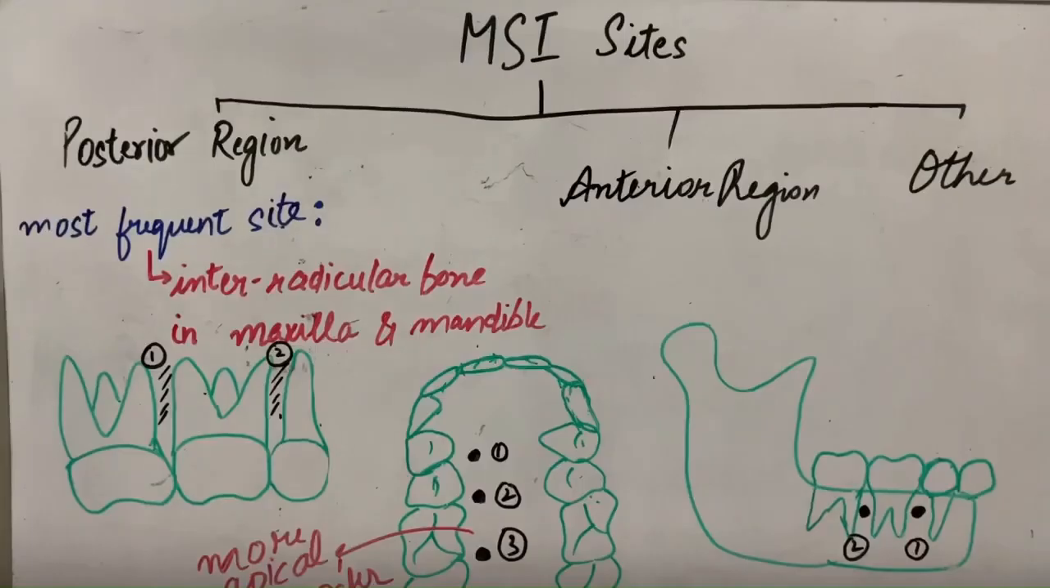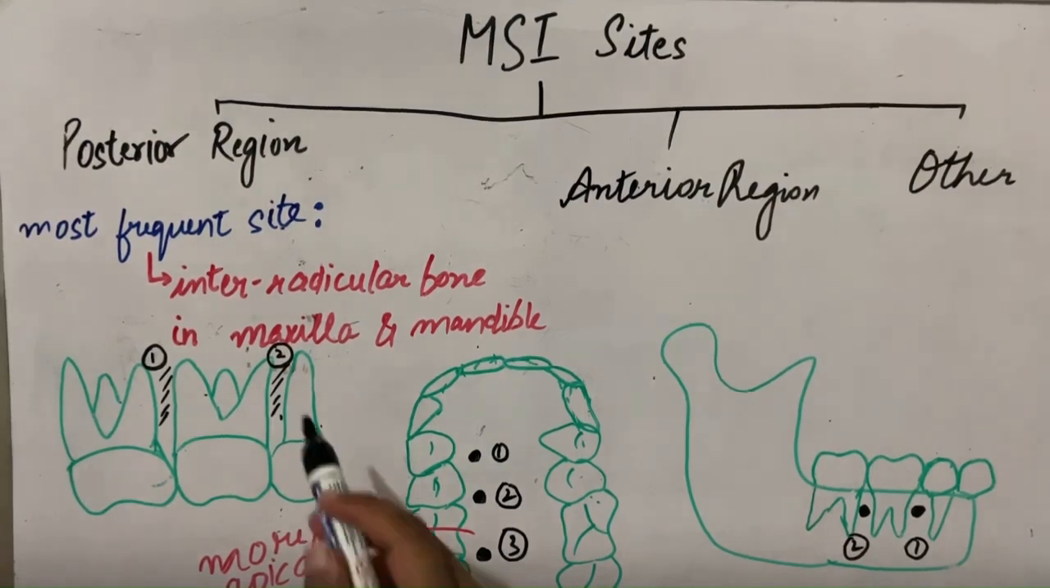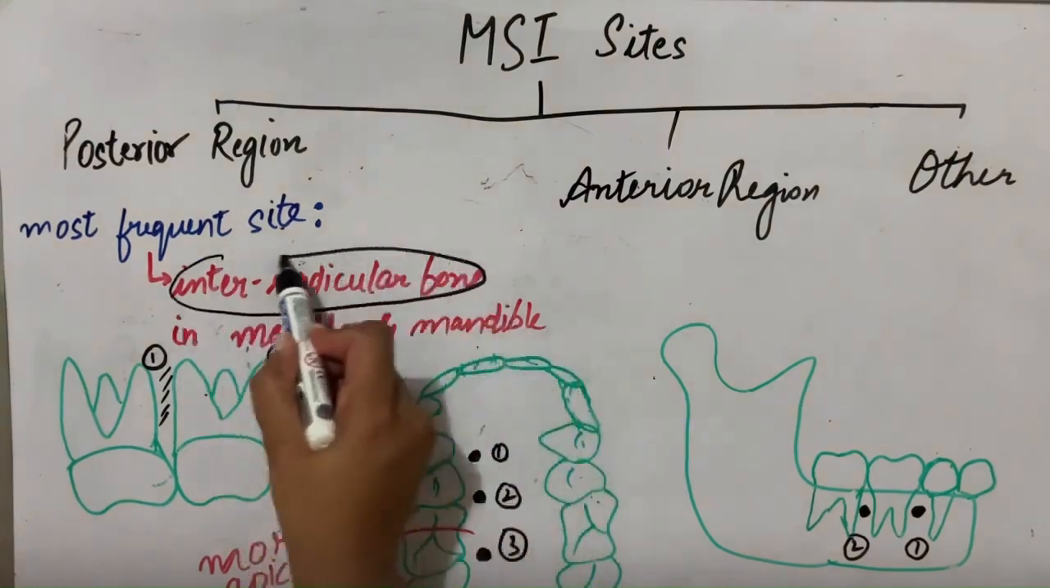Now coming on to MSI sites. What are the safe zones for placing MSIs? What are the sites which are safe for placing miniscrew implants? There are three regions: posterior region, anterior region and other regions. First, discussing the posterior regions. The most frequent sites are the interradicular bone in the maxilla and mandible.